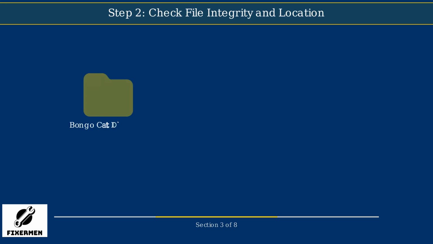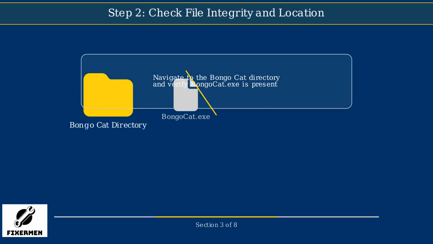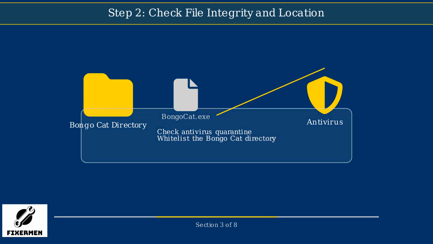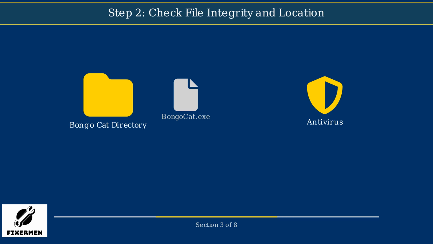Confirm that the Bongo Cat executable file, such as bongocat.exe, is present in the expected directory. If the file is missing, re-download Bongo Cat from the official GitHub repository kwk/bongocat. Also ensure your antivirus software hasn't quarantined or deleted the file. Whitelist the Bongo Cat directory in your antivirus settings.